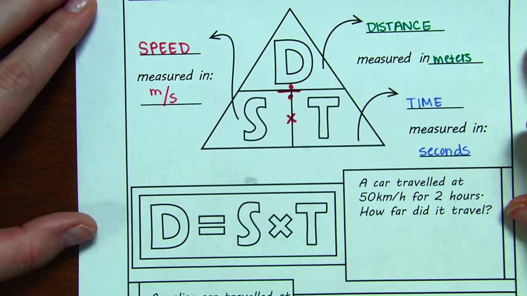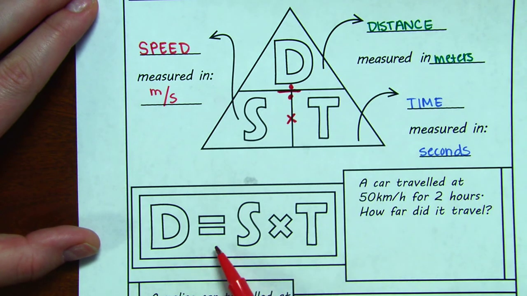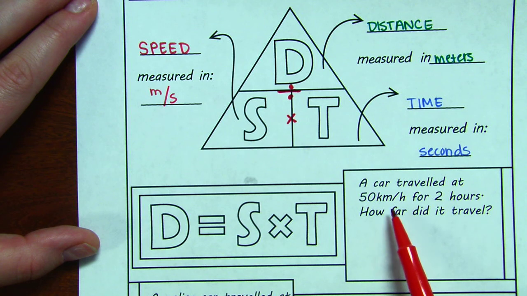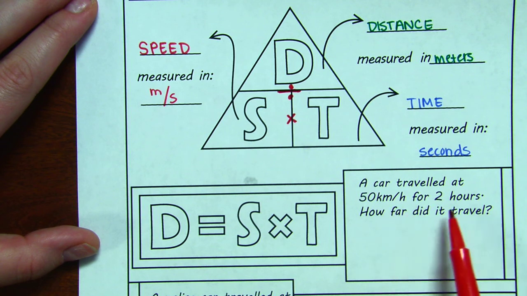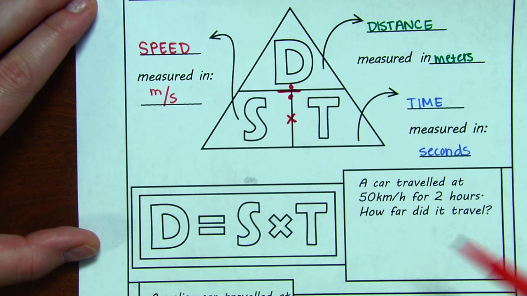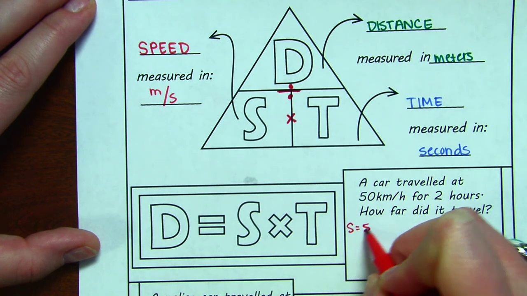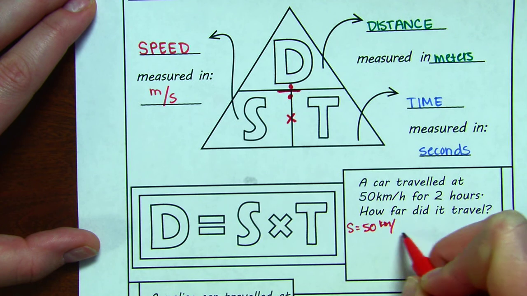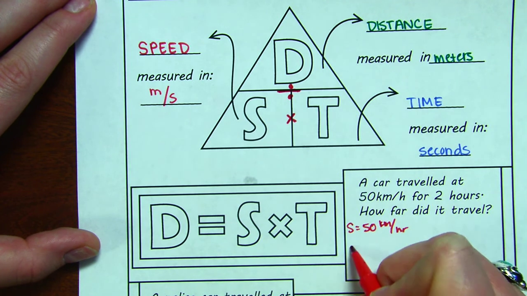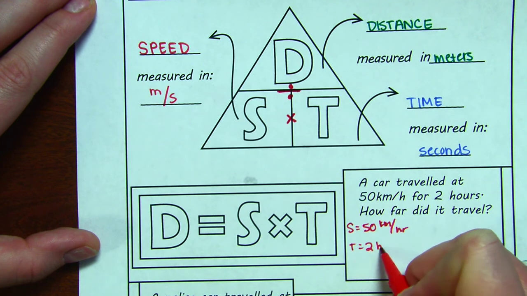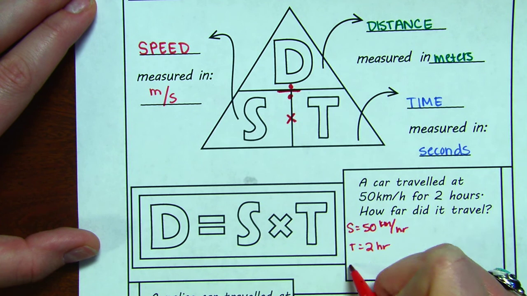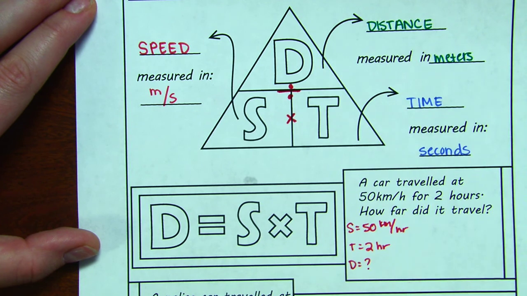So the first formula we have down here is distance equals speed multiplied by time. So you have a word problem. It says a car traveled at 50 kilometers an hour for 2 hours. How far did it travel? So the first thing we're going to do is map out what we have. So 50 kilometers an hour, that's telling us speed. For 2 hours, that's giving us time. And then it says how far. So we're looking for distance.